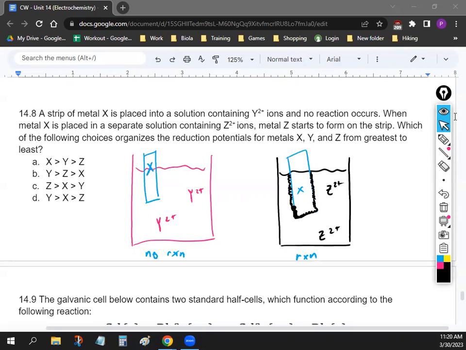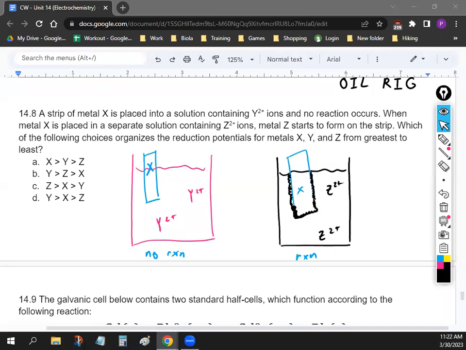All right, so basically you're just trying to figure out which one reduces better. So I'm going to give you guys 2 minutes just to think about it, maybe talk about it with the person next to you. See if you guys can start organizing it. And then we'll go over it in about 2 minutes.